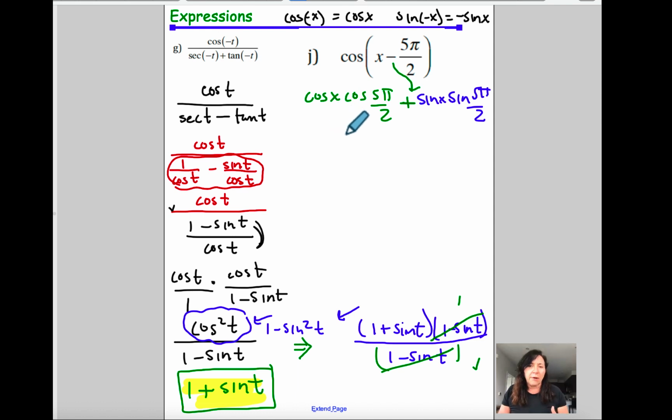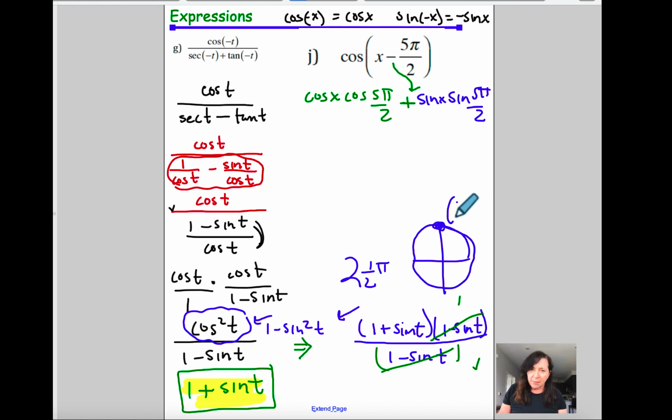And so 5 pi over 2 is what? 2 goes into 5 twice and 1/2 left, right? And so where am I? Let's see. Here's 1 pi, here's 2 pi, here's a 1/2 pi. Here I am. I'm at 0, 1. And so remember, it goes cosine and then sine. And so cosine of x, that's just cosine of x, times cosine of 5 pi over 2. Well, cosine of 5 pi over 2 is 0.